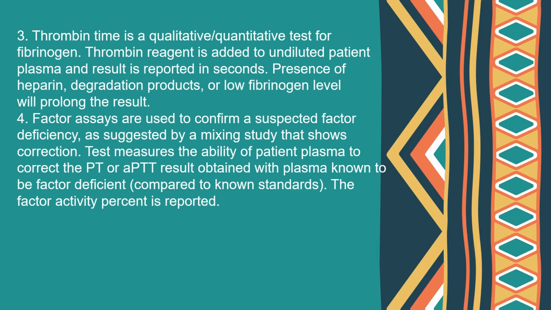Number 3, another test is thrombin time, or TT. This is a qualitative or quantitative test used for the detection of fibrinogen. So the reagent uses thrombin, which is added to the patient's plasma, and again we report this in terms of seconds. In the presence of heparin or degradation products or low fibrinogen level, it will lead to prolongation of the result. There are also factor assays, specific factor assays. If we are suspecting that there is a certain clotting factor that is deficient, we can perform mixing studies.